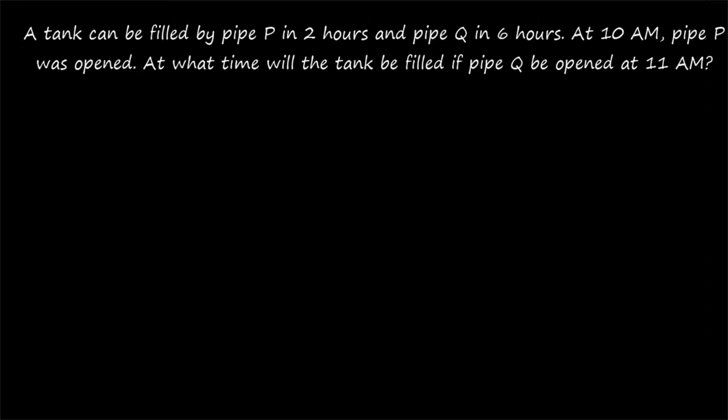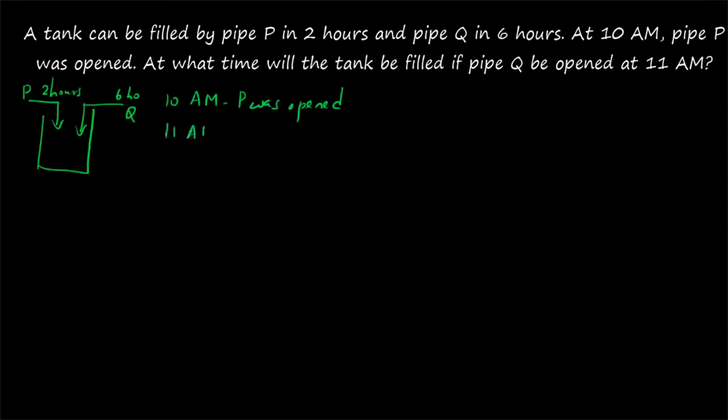So what is the given question? There is a tank and this tank can be filled by two pipes P and Q, and the time taken is given. P will be filling in 2 hours and Q will be filling in 6 hours. Then at 10 am pipe P was opened and Q was opened at 11 am. Then what is the time at which the tank will be filled? So that is the given question.